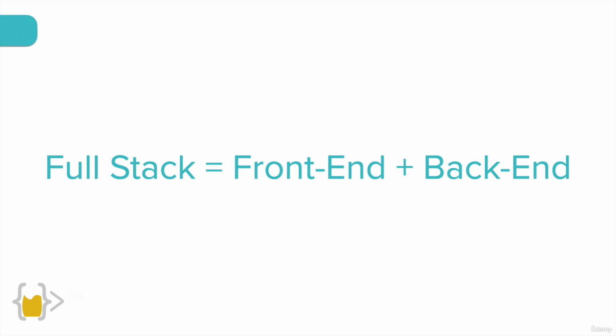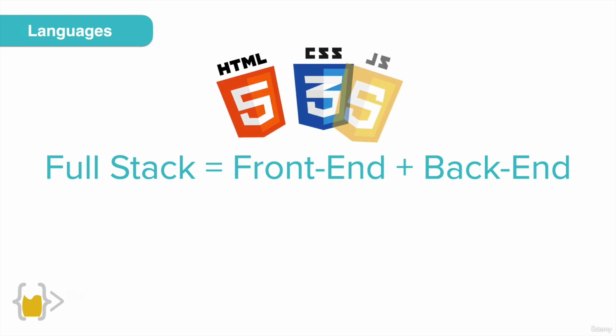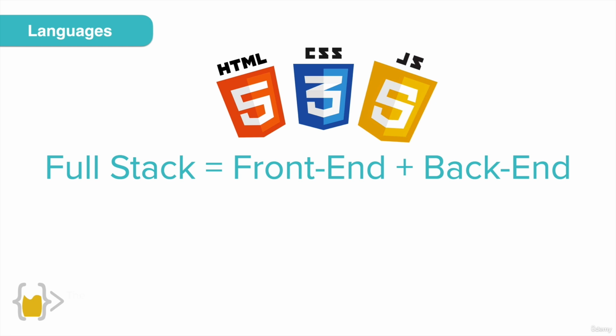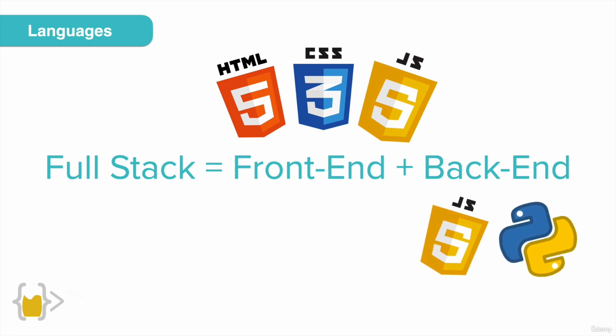Now, usually there's quite a few languages that are used for the front and the back end. So for the front end, it's usually HTML, CSS, and JavaScript. HTML gives the website structure, CSS gives it style, and JavaScript allows it to have some sort of interactivity. Now, the backend can also be created by a bunch of different languages. And here it's more of a choice. You could choose between JavaScript, Java, Python, Ruby, and there's a whole bunch of different languages.